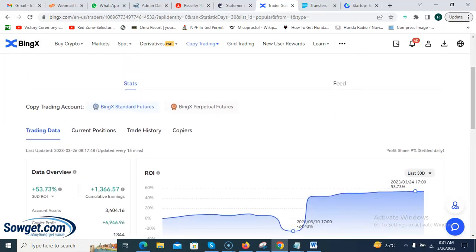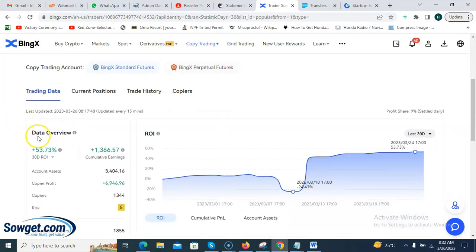All right, so on the BingX platform, if you want to copy a trader, you can copy a trader on BingX using your BingX standard futures account or a BingX perpetual futures account. What I always use for myself is the BingX standard futures account. But when you start using the platform, you will also know that the perpetual futures is an advanced form of the standard futures account. So now if you come down, you see this is the trader profile here.